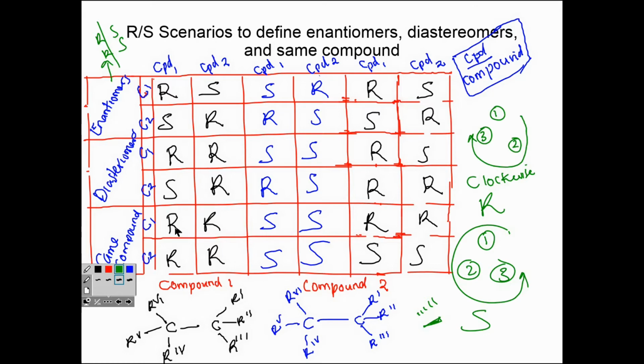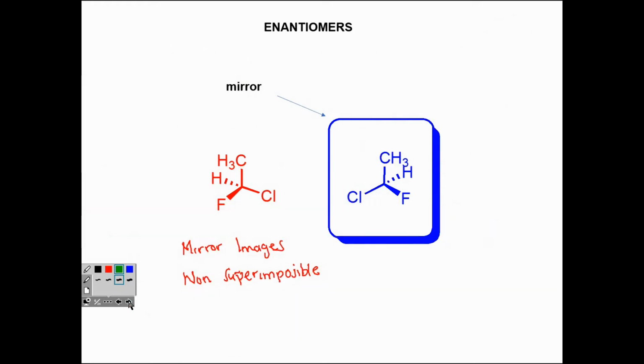So if you have C1 to be R for compound 1 and C1 to be R for compound 2, and C2 to be R for compound 1 and C2 to be R for compound 2, then you have all the same assignment. Then these two compounds in this situation are going to be the same compound. So you could have SSSS, RSRS, and all other possible combinations of this. Okay, so that's what we'll be doing today.